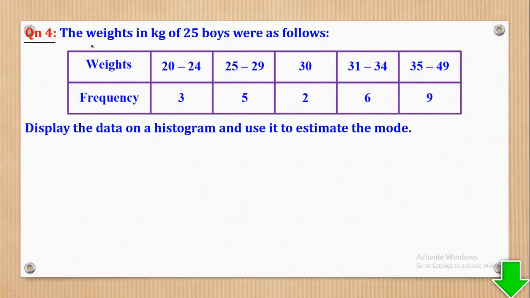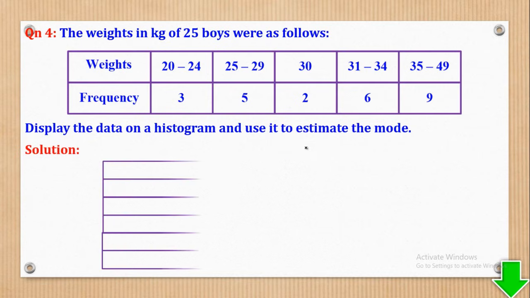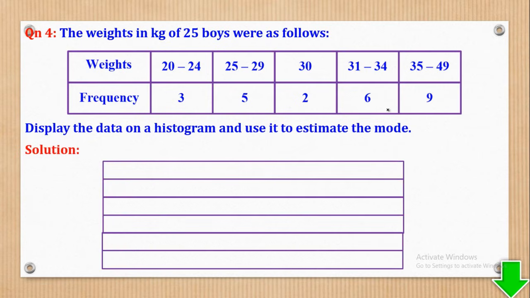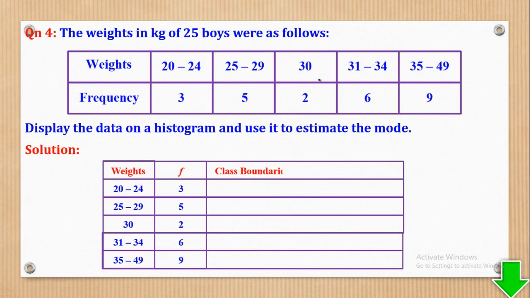Then question 4 says the weights in kilograms of 25 boys were as follows. So the weights, display the data on a histogram and use it to estimate the mode. So we shall come and tabulate our values. Weights are those ones. So we are given also frequency. So you have to get the class boundaries. So those will be the class boundaries.